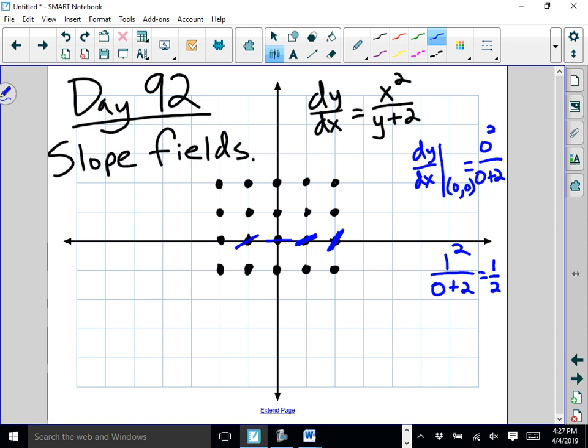I plug in the point -2, 0. That's just like plugging in 2, 0, because I'm squaring my x value. So I should have a slope of 4/2, which is 2.